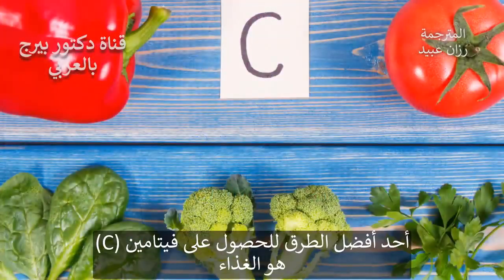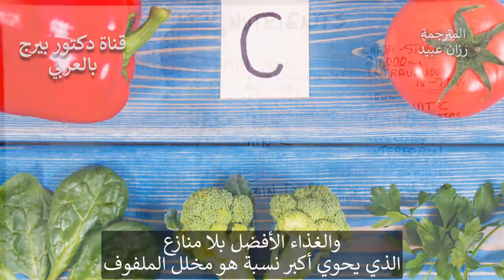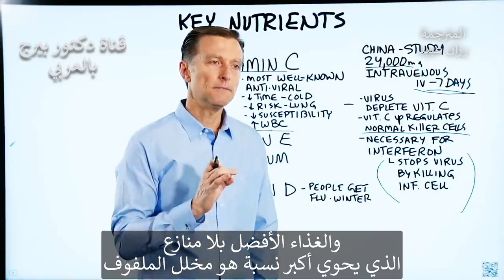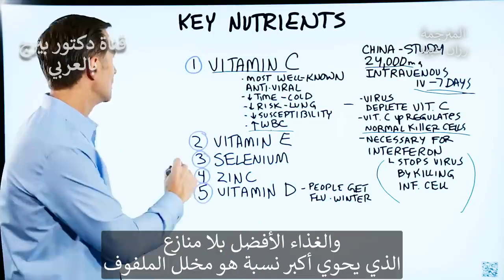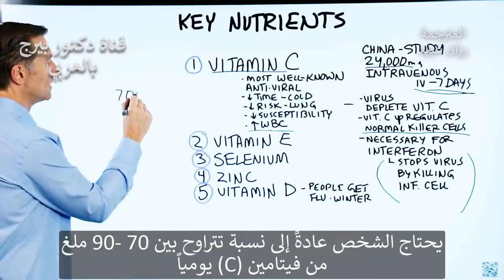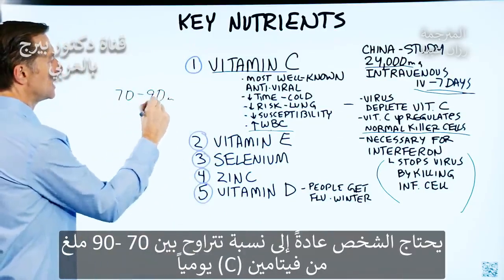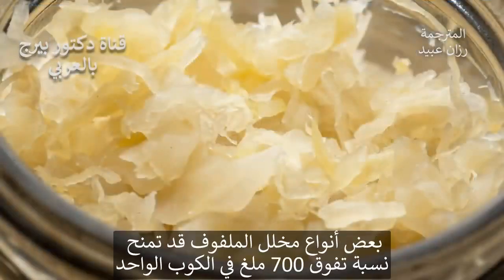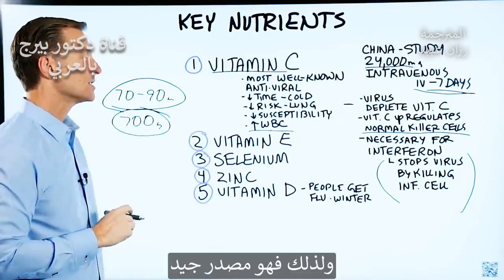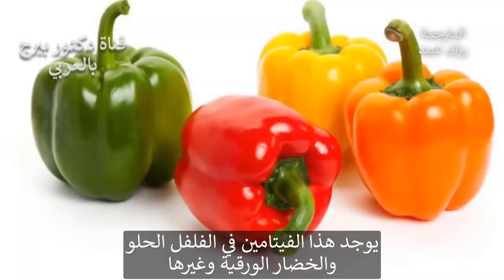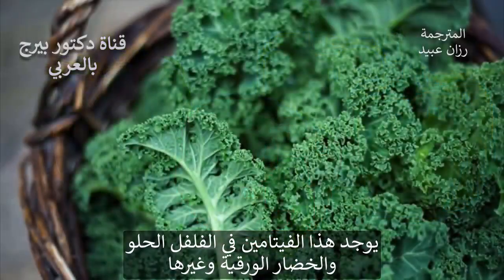Now, one of the best ways to get vitamin C is through food. And hands down, the food that has the most vitamin C is sauerkraut. Normally, a person needs between 70 and 90 milligrams of vitamin C per day. Certain types of sauerkraut can give you up to 700 milligrams per cup. So that's a really good source. It's also in bell peppers, it's in leafy green vegetables, and it's in a lot of other foods as well.